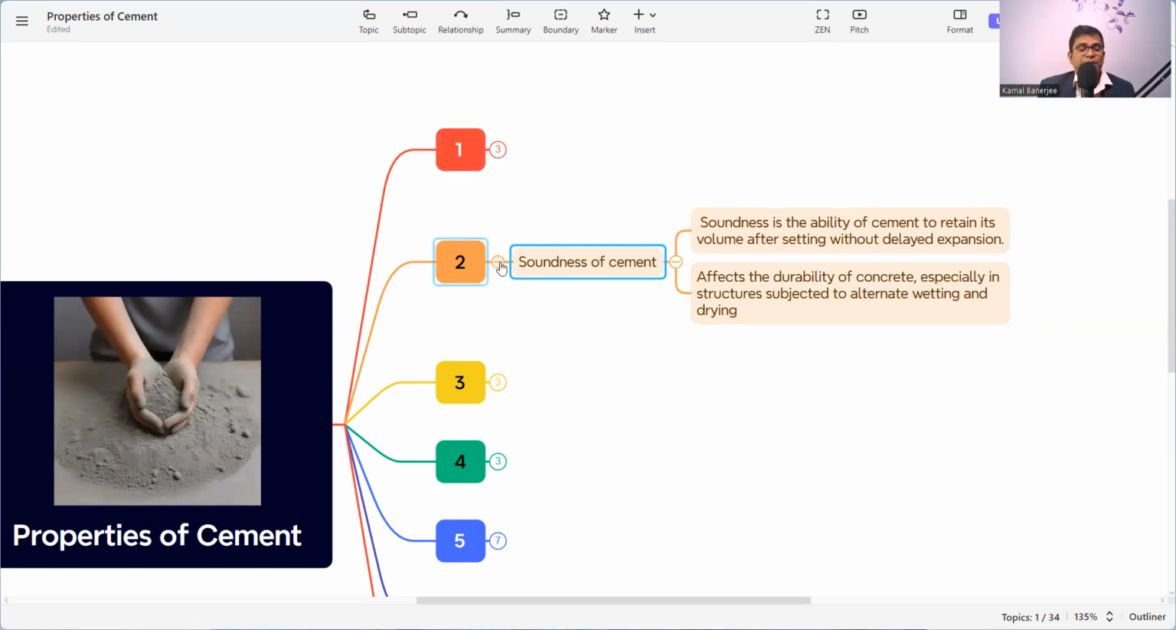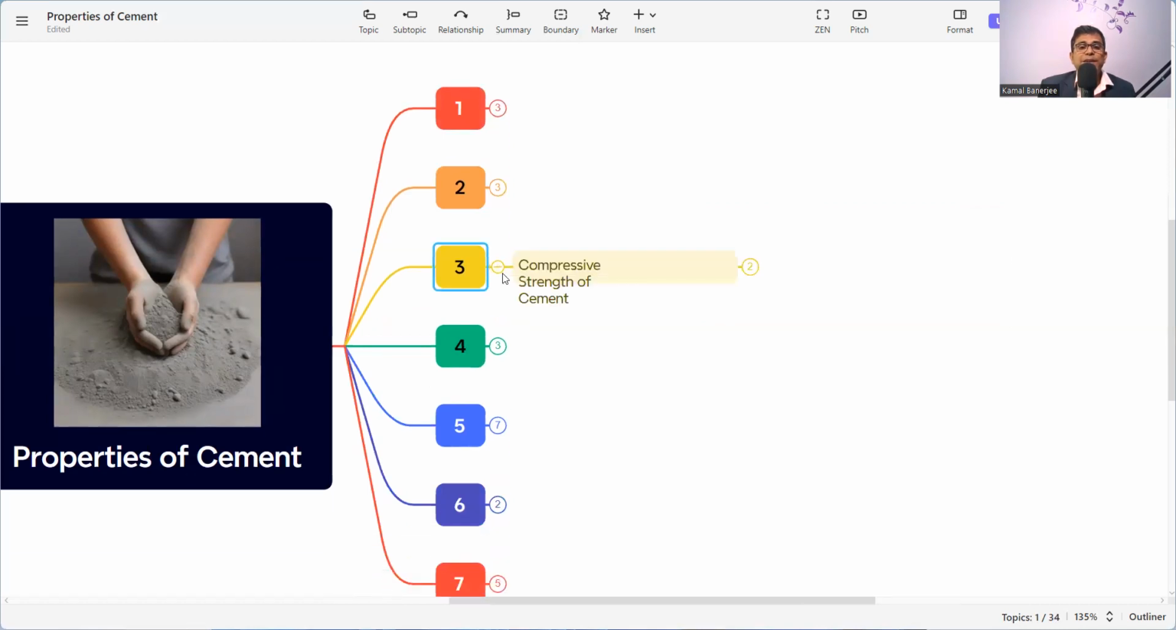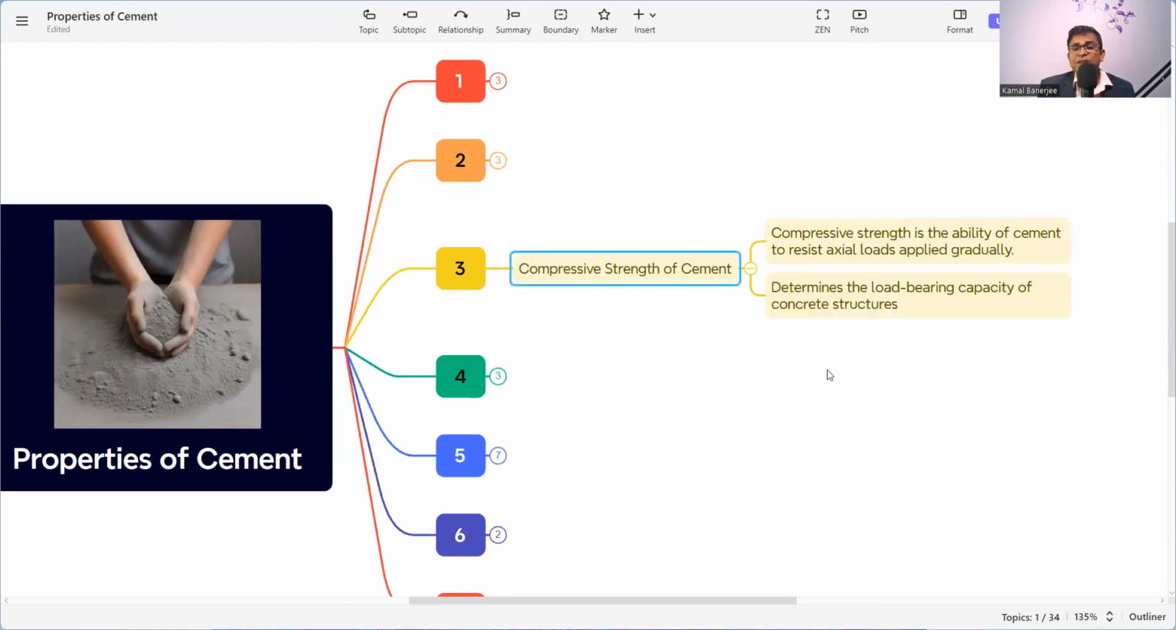Now, in this video, we only need to understand the properties of cement. The first thing was fineness, then soundness. After that comes the compressive strength of the cement. It is the same as for concrete. What will be the compressive strength in 28 days?